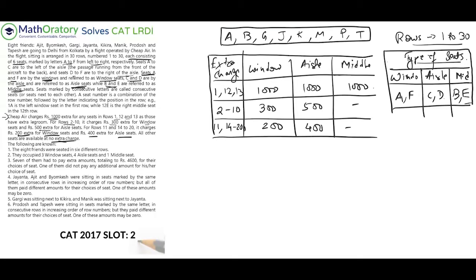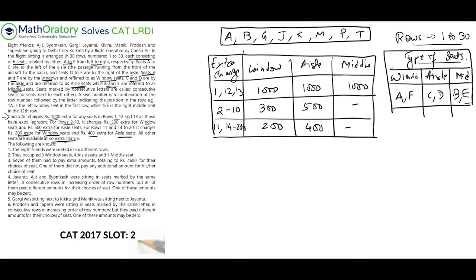There might be something related to base value. Let me check this out. If I go through the points, just a brief glance, this 4600 is also the extra amount. So that is related to this table itself. All of them paid different amounts for the choices of seats, so that is also an extra amount. Everything is related to extra charge, so nothing to do with the base charge, right? So we can just work with this extra charge.